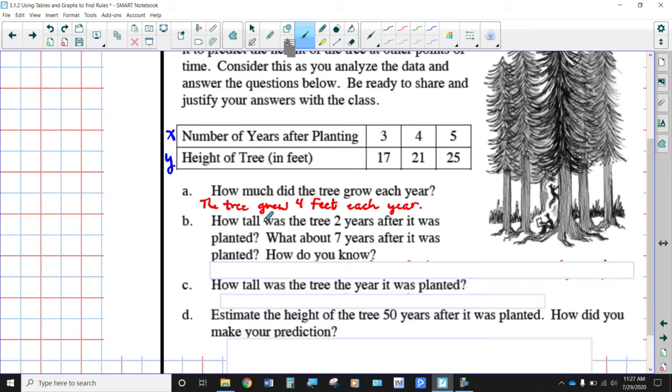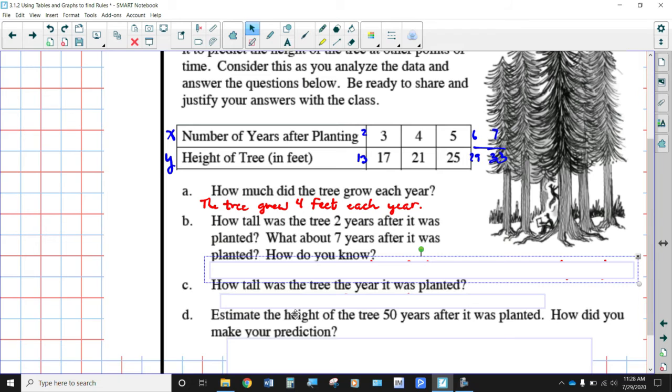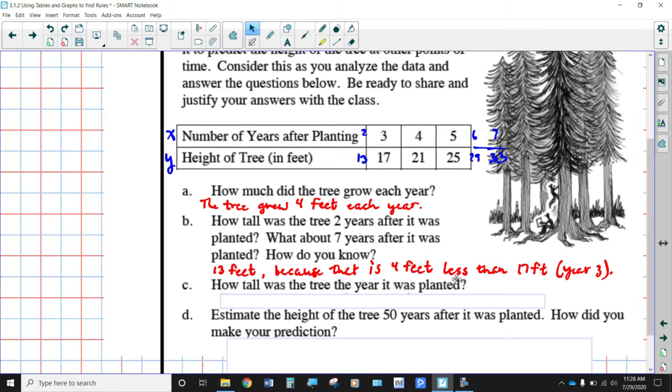So how tall was the tree after 2 years? If it's growing by 4 each year, that would mean that the second year would have to be 13, correct? And year 6 would have to be 29, and year 7 would have to be 33, correct? So just taking a look at this, we know it's growing 4 feet per year. So 13 is 4 less than 17 feet. And of course, for the 7 years, you're going to have to add on another 8 to the 5.